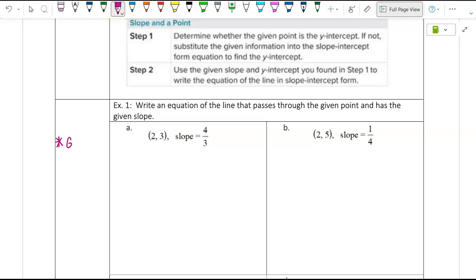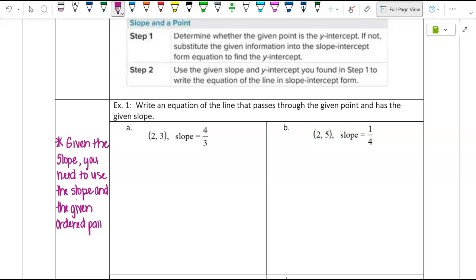Given the slope, you need to use the slope and the given ordered pair in y equals mx plus b to solve for b.